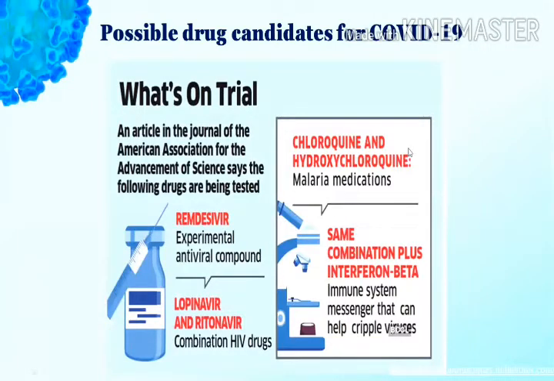So what is on trial? There are certain medicines which I have discussed with you also, chloroquine and hydroxychloroquine. They are on trial for drug repurposing, and hydroxychloroquine along with azithromycin has been proposed in certain countries. Remdesivir is a nucleotide analog which terminates the virus chain. Now, lopinavir and ritonavir is another drug combination, which is given for HIV treatment.